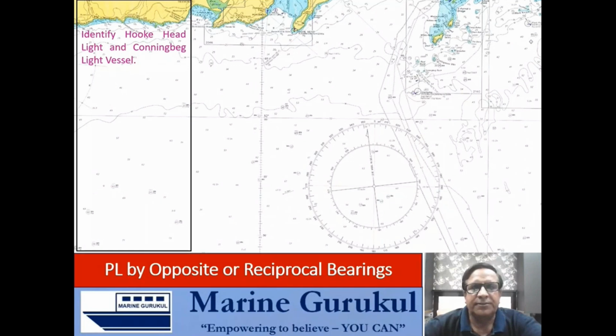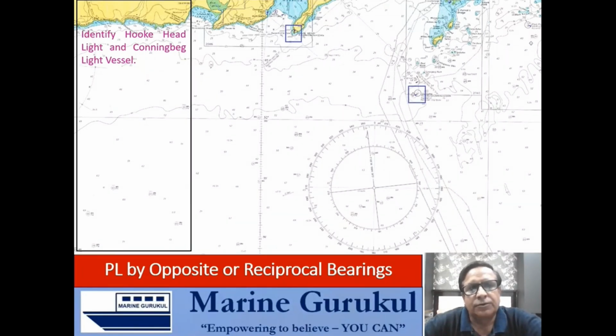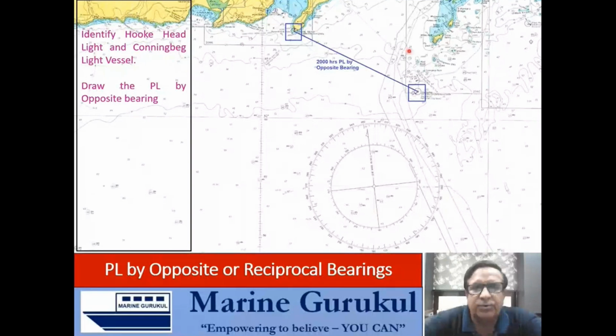Like earlier cases, let's first identify the two landmarks, Hook Head Light and the Coningbeg Light Vessel. On the chart, you can see this one is Hook Head Light and this one is Coningbeg Light Vessel. We can now draw the 2000 RPL by joining these 2 points. You can see this blue segment here, joining these 2 points, is the 2000 RPL. If the vessel is anywhere on this PL, the bearings of Hook Head and Coningbeg would be separated by exactly 180 degrees.